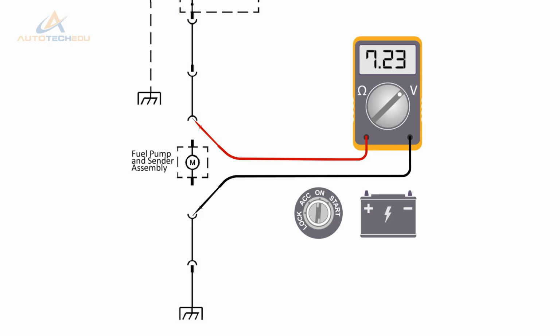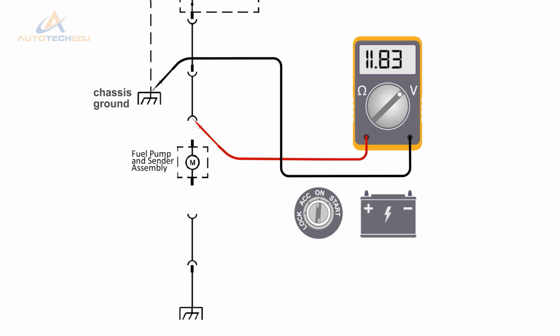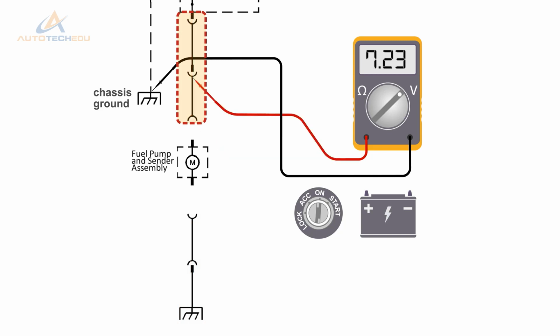Start by moving the ground terminal meter lead from the harness connector to a known chassis ground. If the meter now displays battery voltage, then the excess resistance is in the ground circuit. If the meter displays less than battery voltage, the excess resistance is in the supply circuit. Repeat this test at any other connector in the harness to isolate the fault.